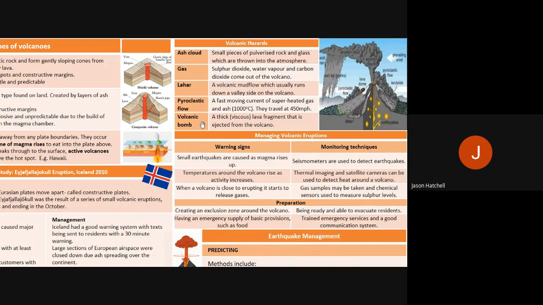I'm not going to go through all these, but what I want to point out to you is that there are a number of different events or problems that volcanoes can create. So it's not just the classic lava that's the issue. It's also the secondary things that it creates. Okay, so the ash clouds, for example.